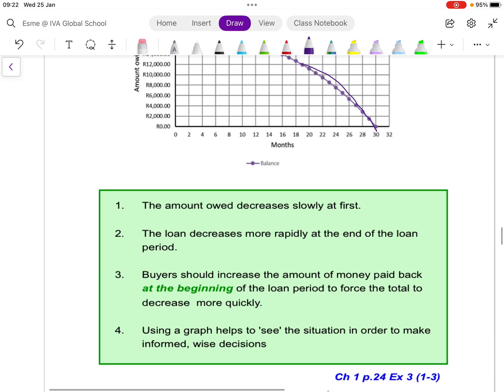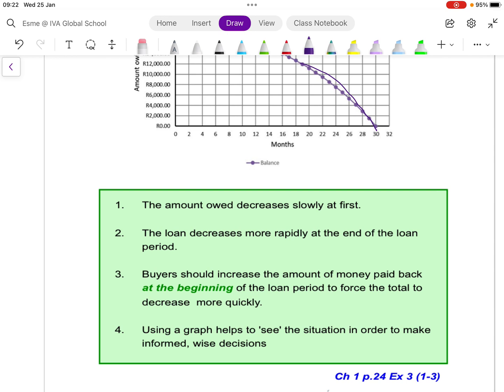And how can we improve our owing on the loan? Buyers or borrowers should increase the amount of money paid back at the beginning of the loan to force the total to decrease more quickly. Using a graph helps you to see the situation in order to make informed and wise decisions.